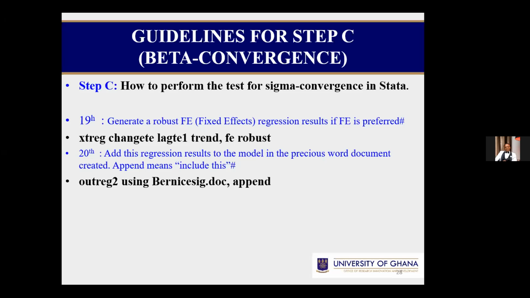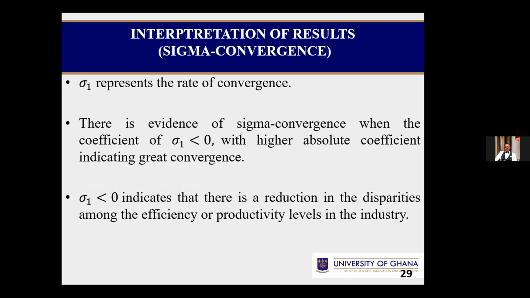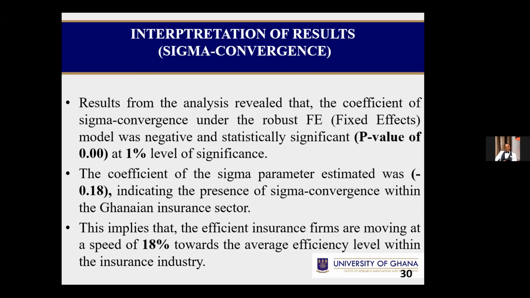Thank you. So please, did we all get his interpretation? We said that it implies that the efficient insurance firms are moving at a speed of 18% towards the average efficiency level within the insurance industry. We all know that when the coefficient is less than 0, there's presence of convergence. So that is how you interpret your coefficient.